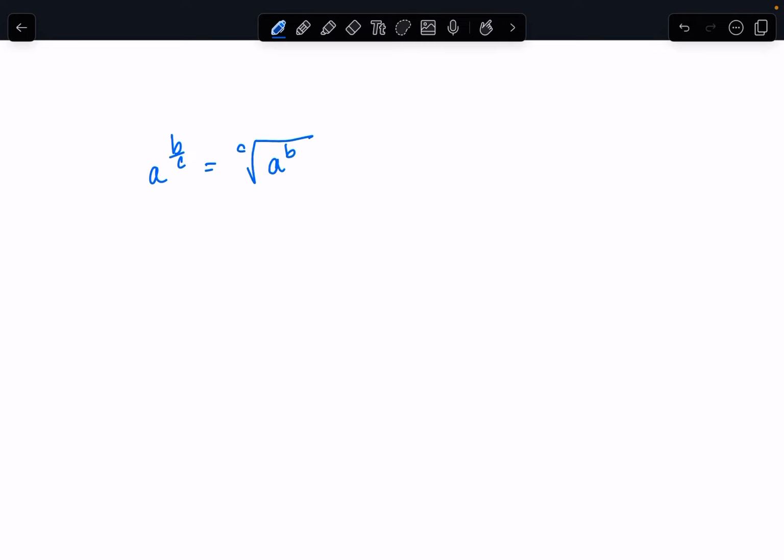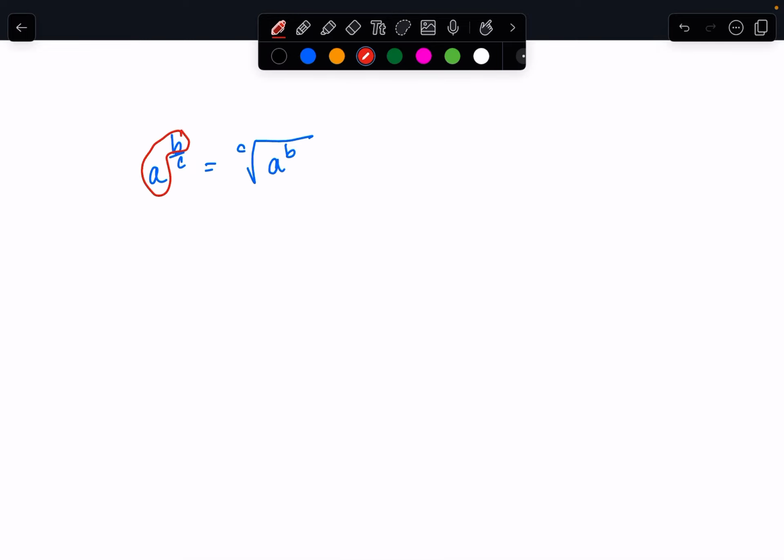So what we're doing here is you have this fraction. The denominator of that fraction is going to be what root you're going to take of this base raised to this exponent. So you're taking the cth root of a to the b.